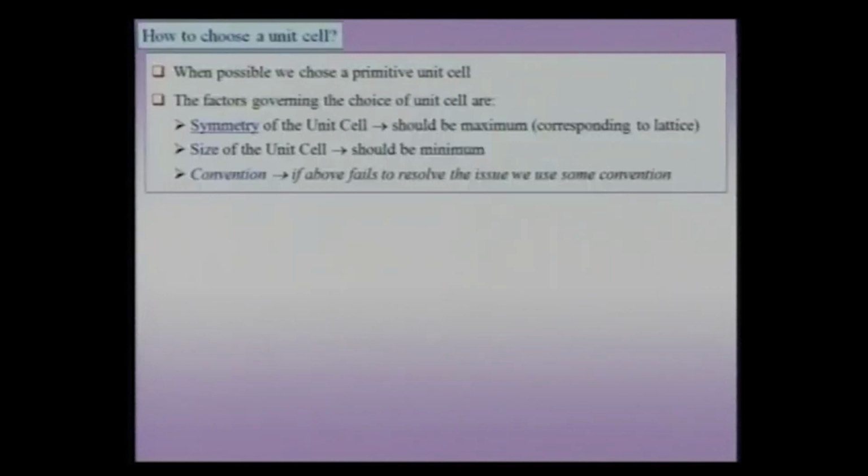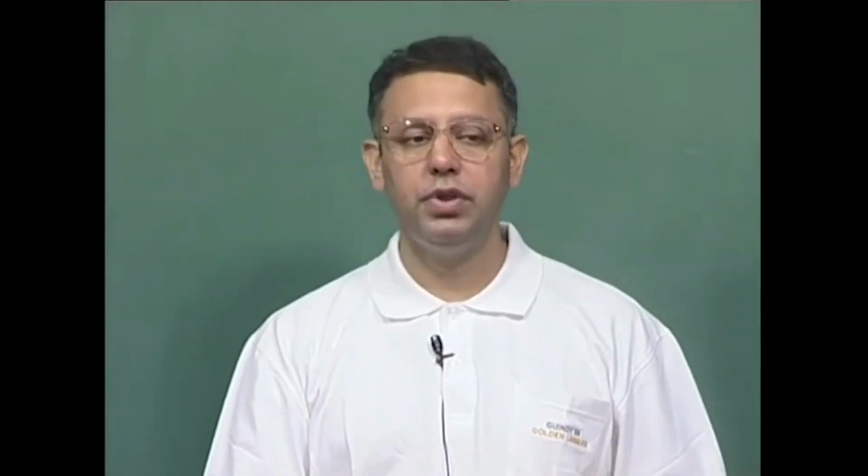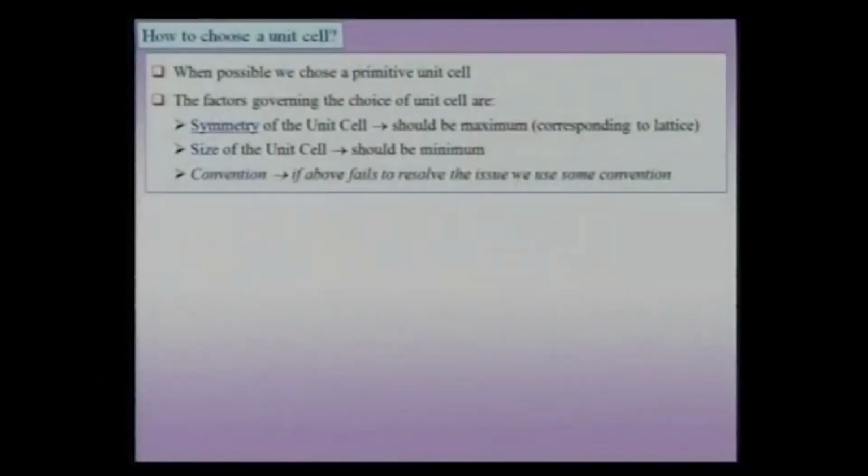Now how do we go about choosing unit cells? As we have pointed out, there are infinite ways of choosing a unit cell, even for a very simple structure like a two-dimensional lattice. But there are certain guidelines which help us in choosing a unit cell, so that when we make what we may call a convention, when we communicate with each other, we have a standard unit cell which we can refer to. So the first criterion which is typically used is the criterion of symmetry.